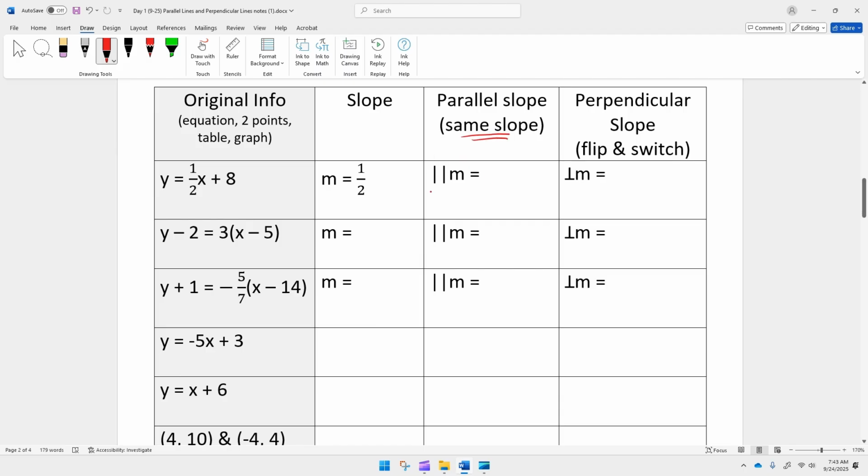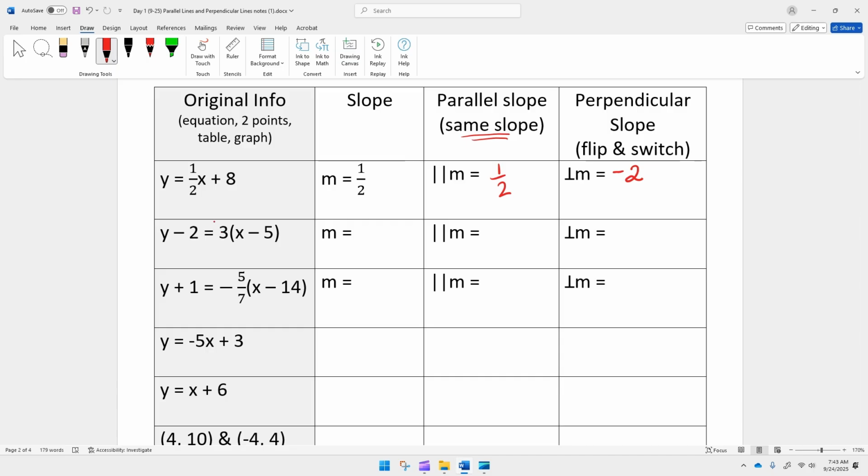We use this symbol when we use a double bar like this, that means parallel. So if I put parallel M, then that means I'm going to use the same slope. The upside down T is saying perpendicular, 90-degree angle. We're going to flip and switch. That means if it's 1/2, it's now 2/1, which is just 2. And then we're going to go from positive to negative.